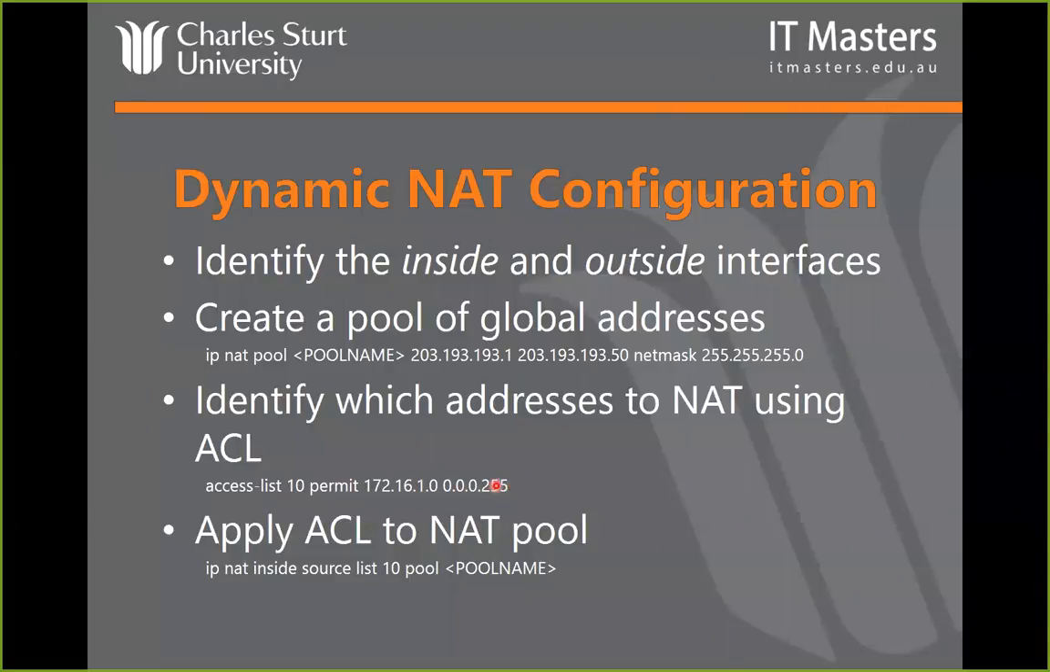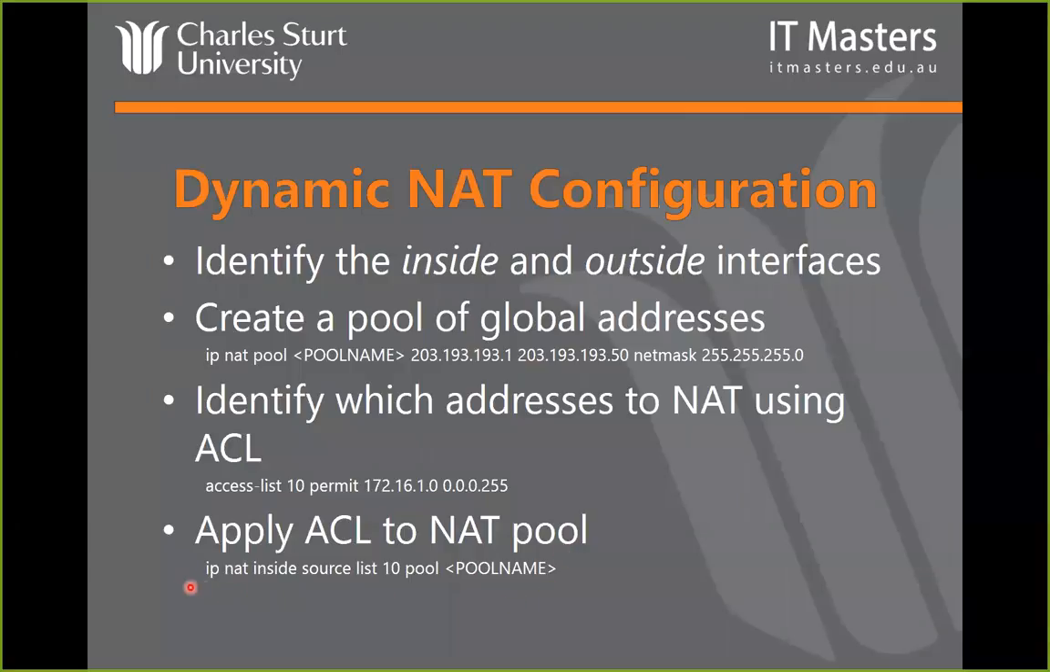172.16.1.0/24. Remembering this is a wildcard mask, not a subnet mask. So what we're basically saying there is anything on the 172.16.1 network, we want to select that as being potentially NATed out through this pool of addresses here. Then the final step is we need to apply that ACL to the NAT pool.